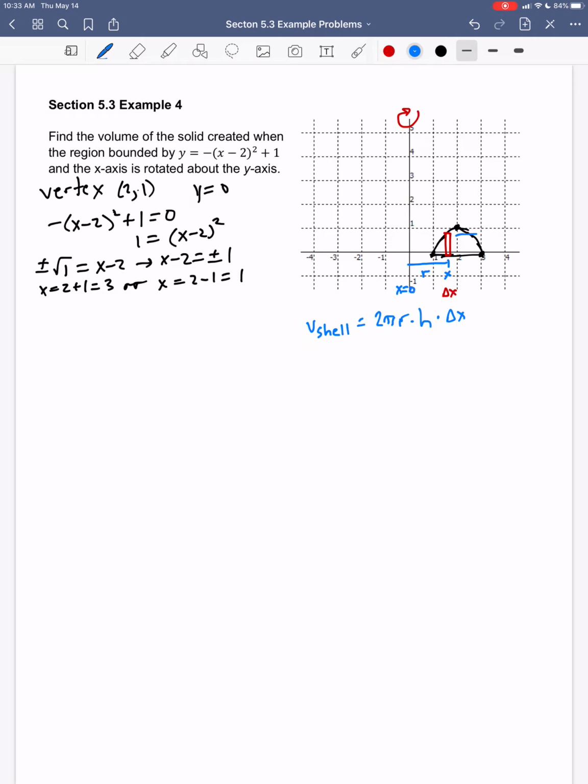For my height, that's going to be this here. The top is y equals negative (x minus 2) squared plus 1, and the bottom is y equals 0. So the volume of my shell is 2 pi. My radius will be x minus 0. The height will be negative (x minus 2) quantity squared plus 1.